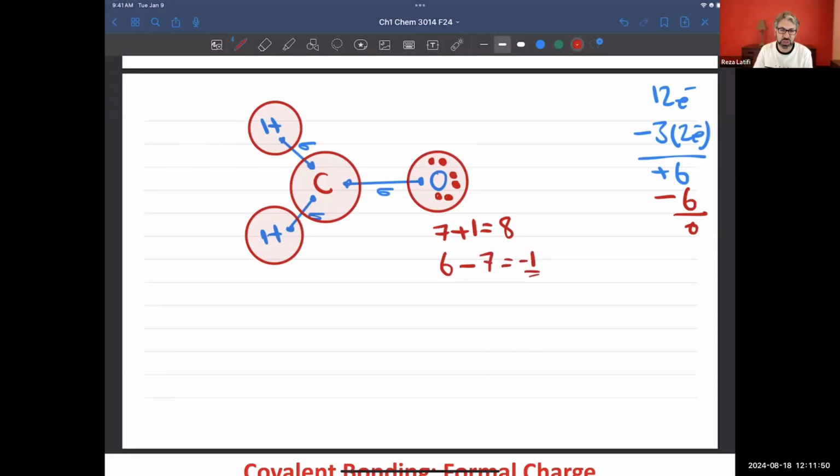It means oxygen got 1 extra electron. Okay. But what's the cost here? The cost, carbon is not octet. We can check carbon, hydrogen. Hydrogen is 1 plus 1, 2.